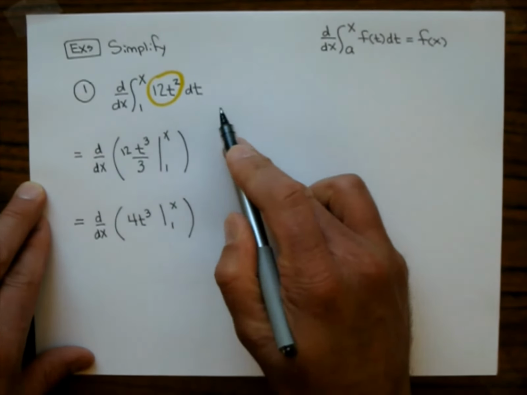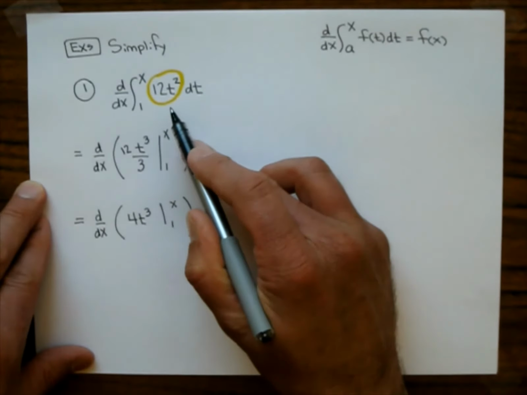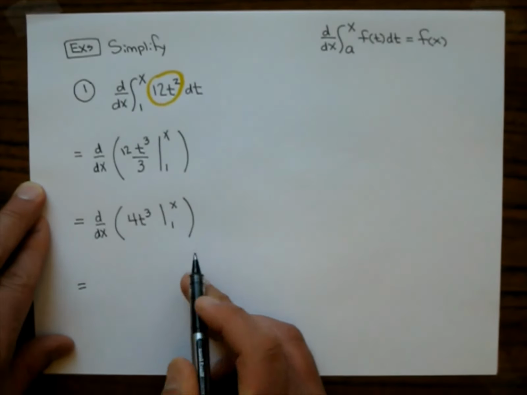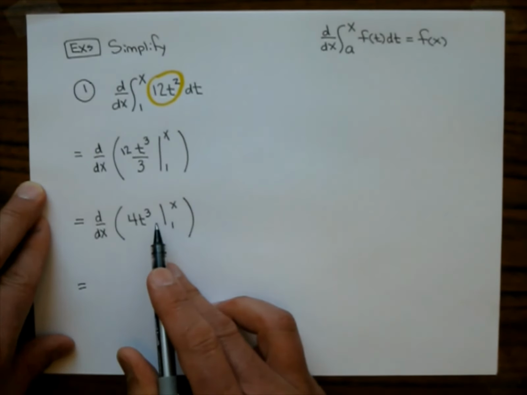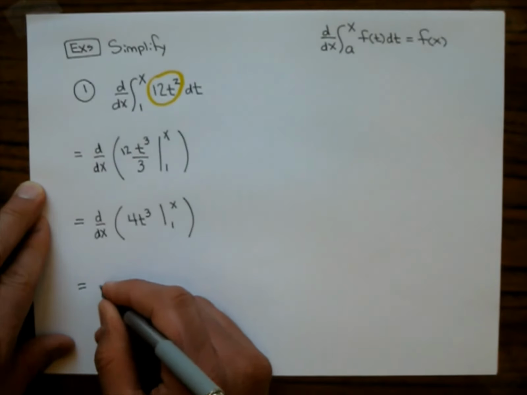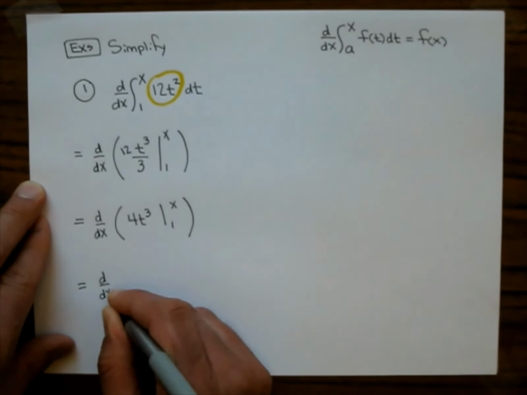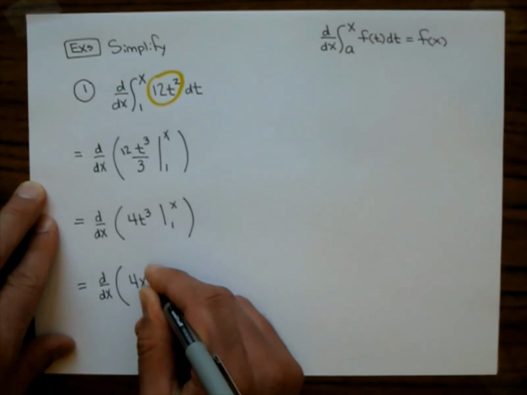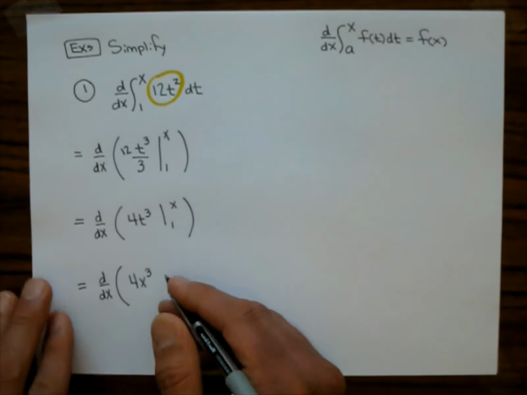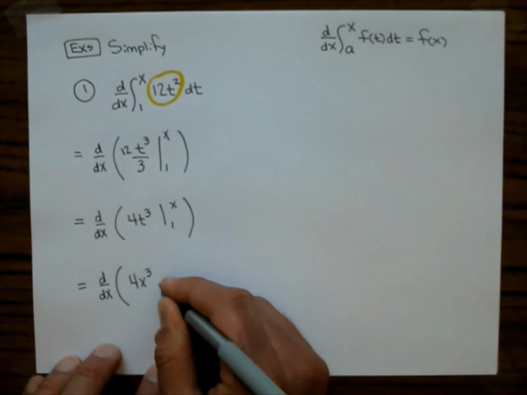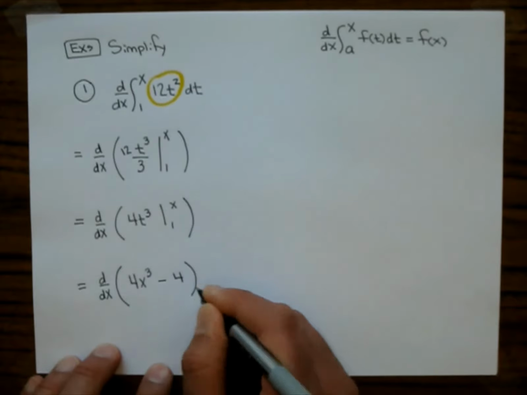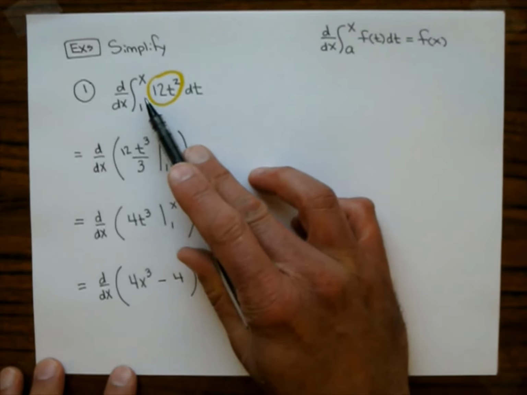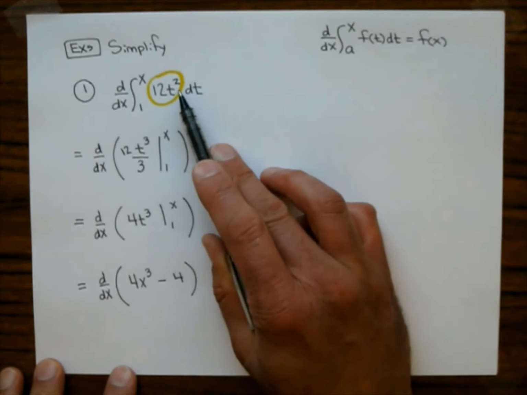Now, when you do your homework, you probably don't want to do all this. In fact, sometimes you can't even compute the antiderivative, and so we're kind of showing you something here. So I plug x in, because now I'm doing fundamental theorem of calculus 2, and this derivative is just waiting on the outside. So I plug x in there for t, so I have 4x cubed. And now I plug 1 in, and when I plug 1 in, I get 4, so I'm going to go minus 4. Okay, so that takes care of this integral from 1 to x of 12t squared dt.